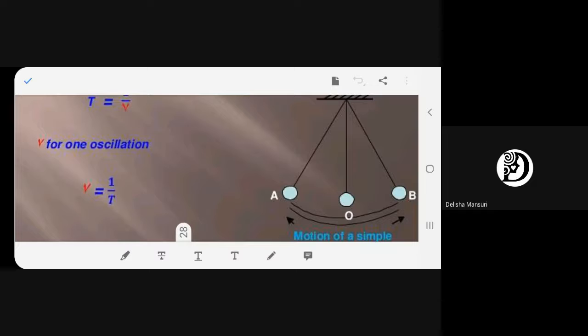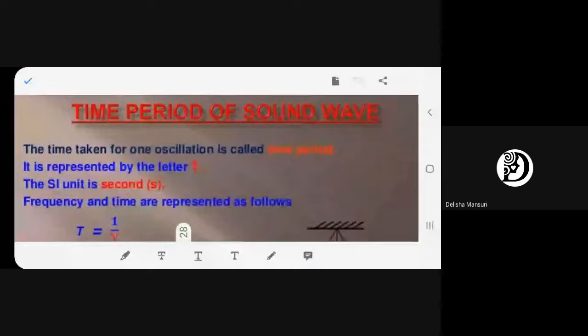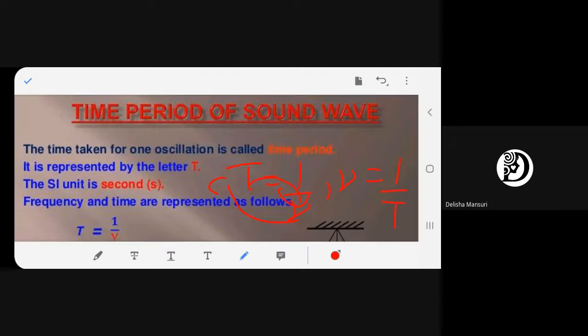So all of you understood? What is the relation between the frequency and the time period? Both are reciprocal. So if T is equal to 1 upon nu, then nu will be 1 upon T. You put this over here and you put T over here. Both are same. So both are reciprocal to each other. You got it?